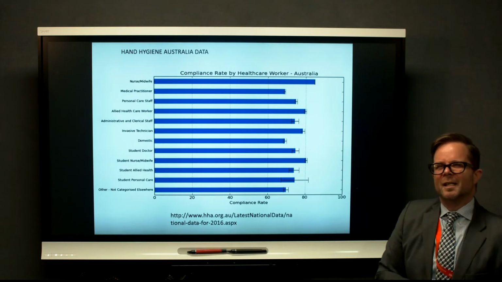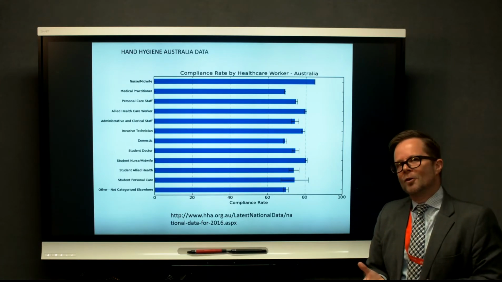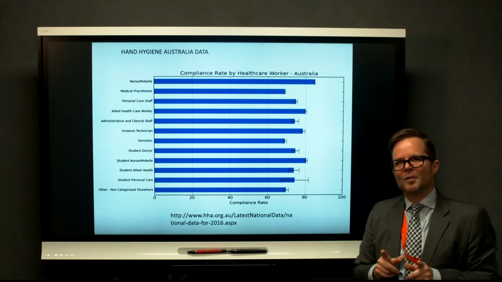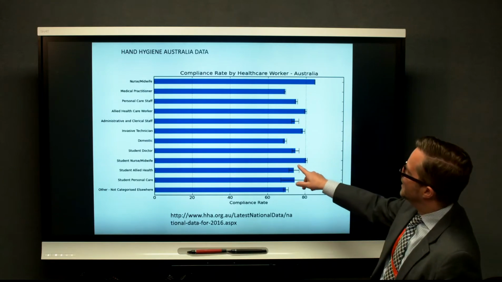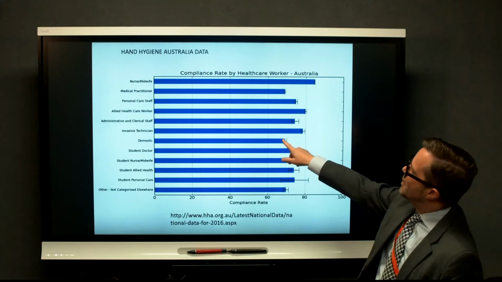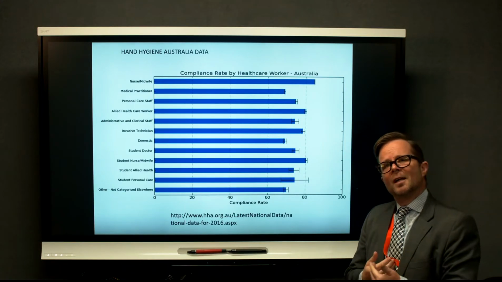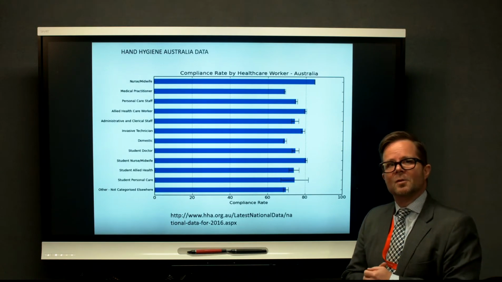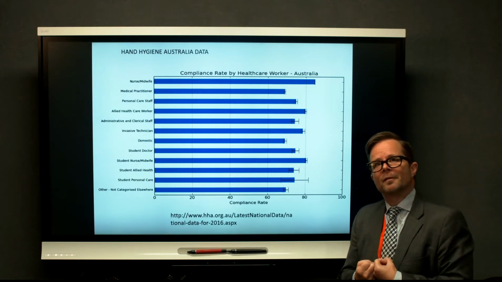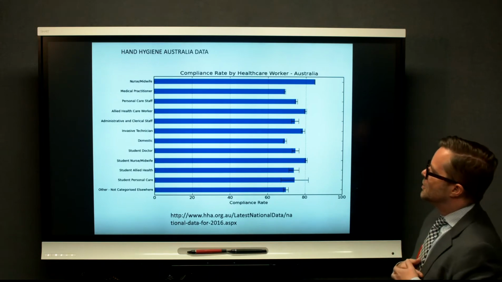Now, isn't that interesting? I'll leave you to speculate as to why doctors are not as good at washing their hands as nurses are. I'll leave you to consider that. But let's look down here at domestics. They probably need to be cleaning their hands more as well, although because they don't have direct patient care, maybe they don't think it's quite as important. But they're working in an environment where they could be picking up infection and then transmitting that to themselves or to others. That's interesting, isn't it?